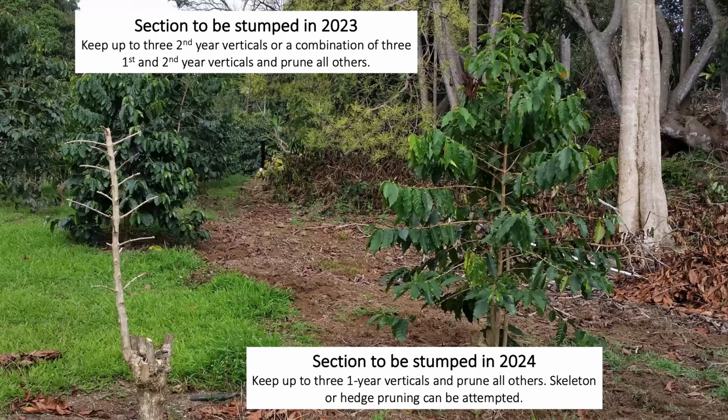In the section that will be pruned at the end of the current 22-23 season, keep up to 3 second-year verticals per stump or a combination of 3 first and second-year verticals and prune all other growth. This will alleviate the field of verticals that are bent over, too tall to harvest, and less productive. In the section that will be pruned at the end of the 2023-2024 season, leave up to 3 first-year verticals and prune all other growth. These verticals will give you 2 years of production before the trees are stumped.